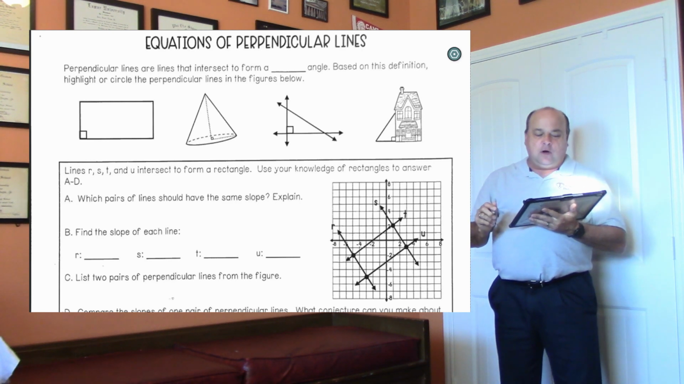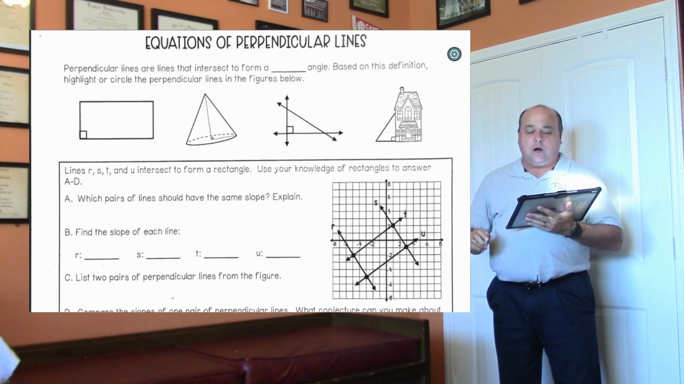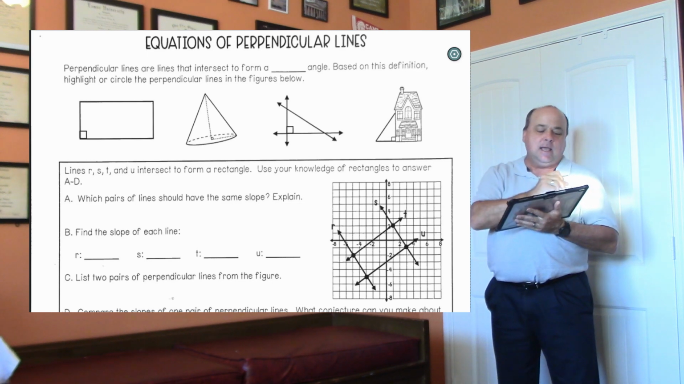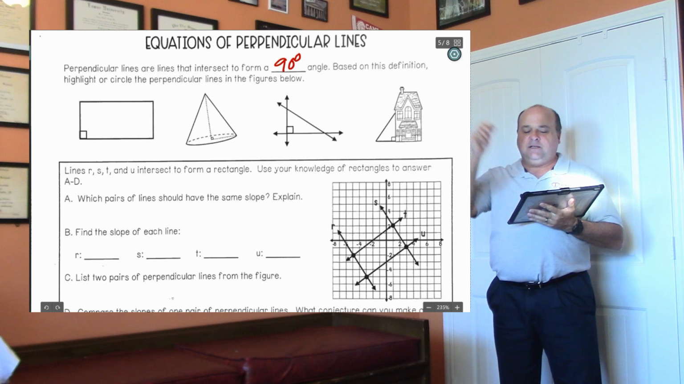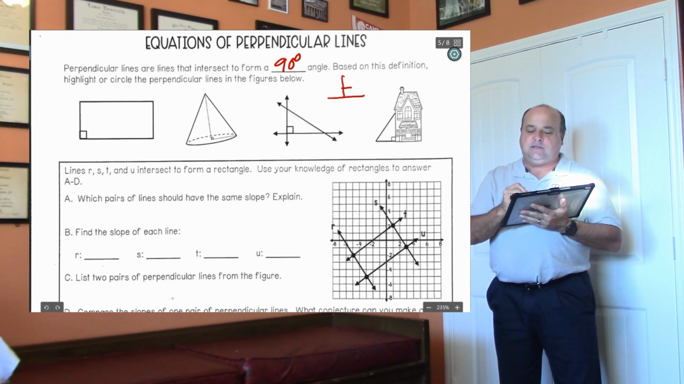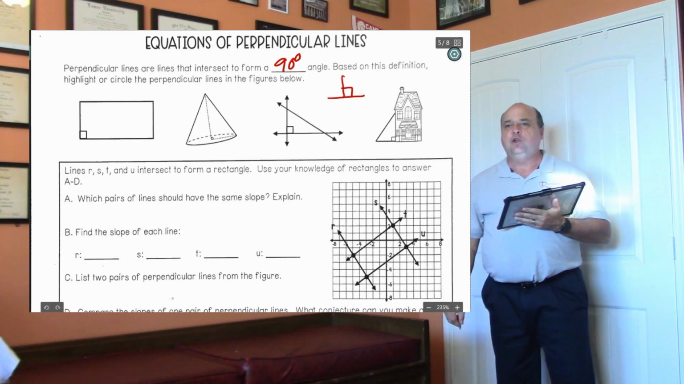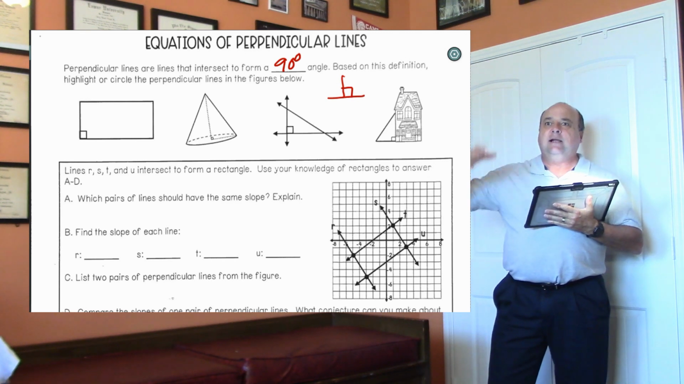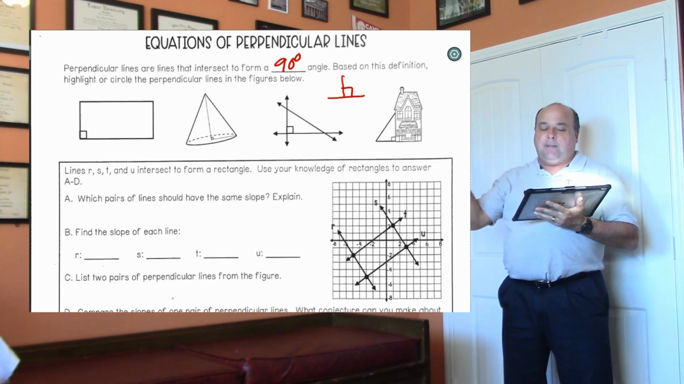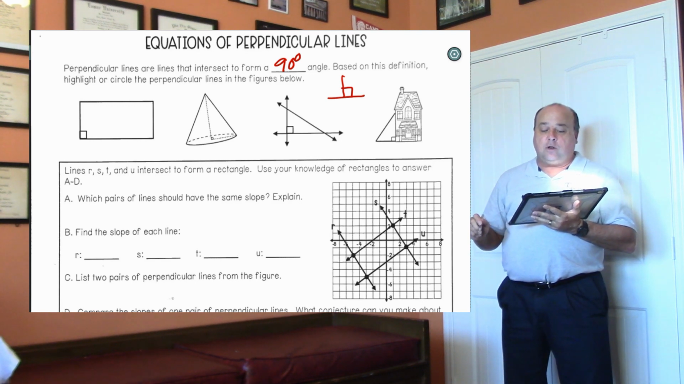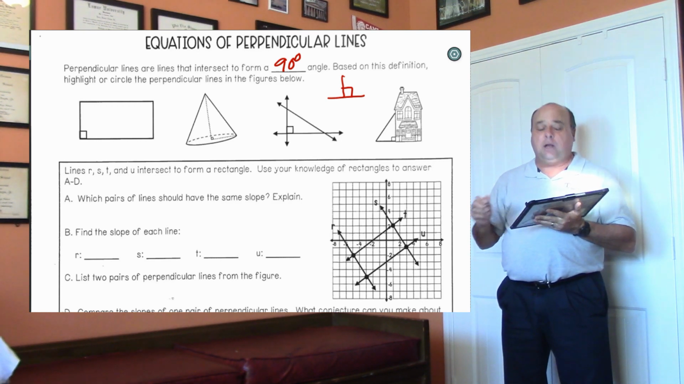Okay, so we have our notes out here. Perpendicular lines are lines that intersect to form a 90-degree angle. The symbol for perpendicular is this. That's how you write the symbol of perpendicular. Instead of writing out perpendicular, I'm going to draw that symbol. Based on this definition, highlight or circle the perpendicular lines in the figures below.